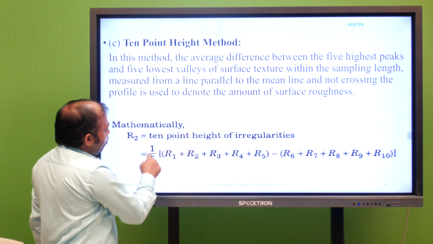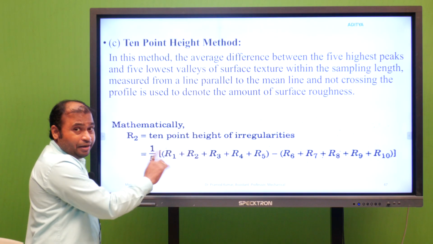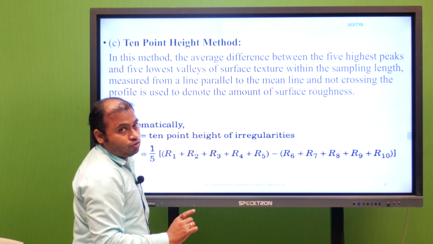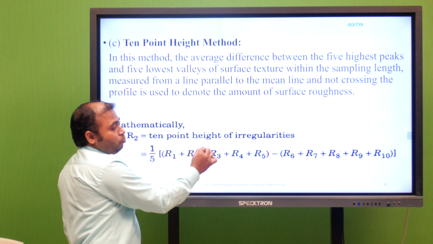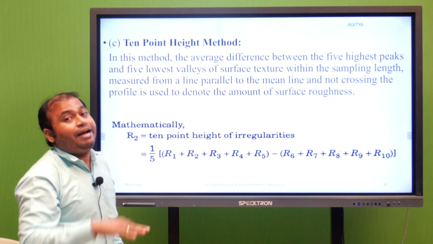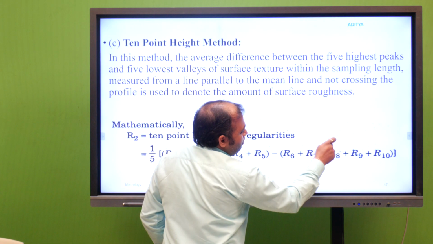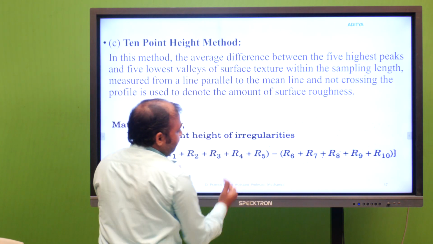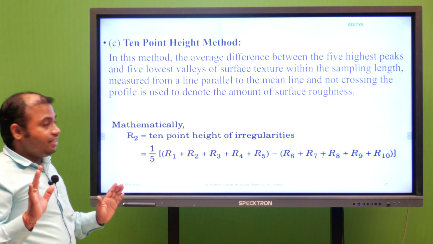So you can see 1 by 5. How many readings? 5 values. So 1 by 5 is in the complete bracket. If you write, you can write the by 5 here also. The complete 5 is outside. R1 plus R2 plus R3 plus R4 plus R5, that is for the peak values, maximum values, minus the difference, R6 plus R7 plus R8 plus R9 plus R10, divided by 5. You can say this divided by 5, this divided by 5. That is why 5 has been taken in the bracket, outside.